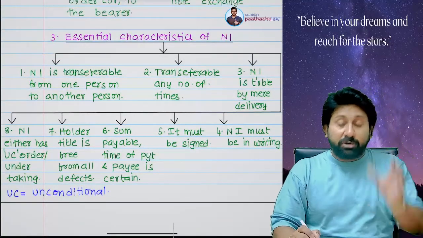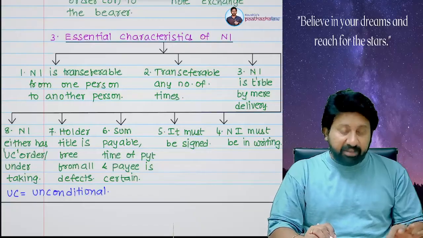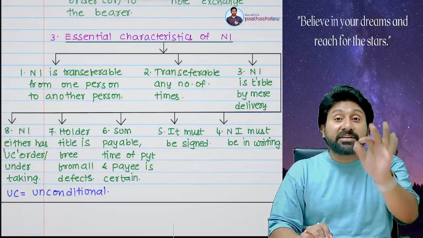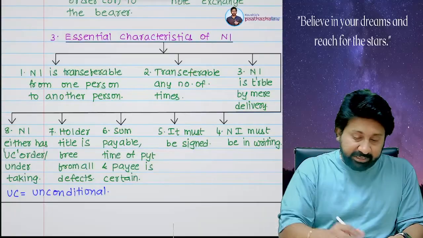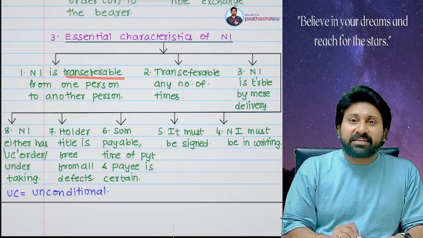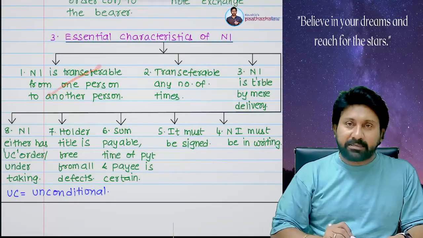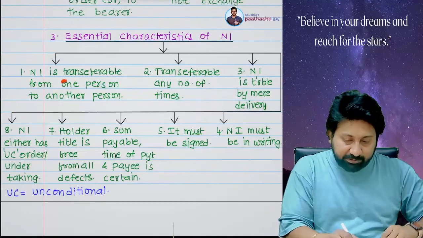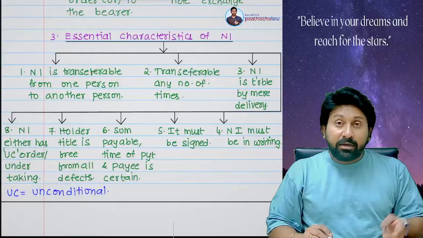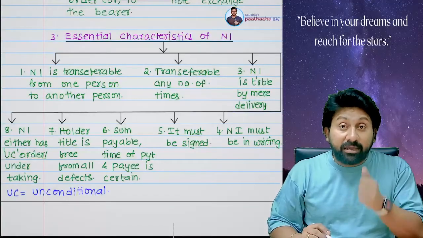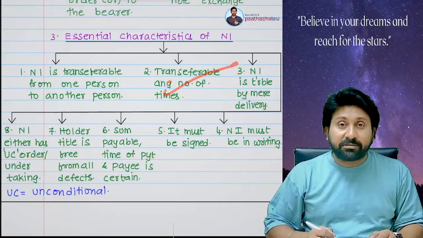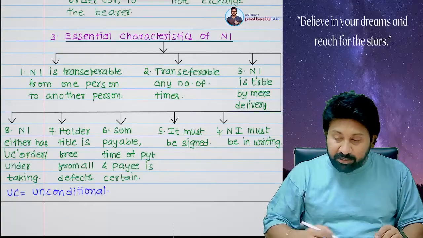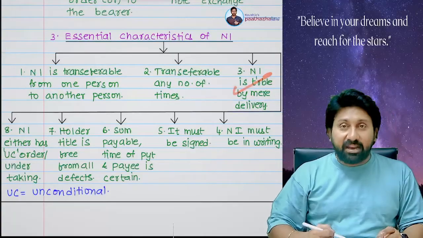Essentials of a negotiable instrument. First, listen carefully. There are 8 important essentials to a negotiable instrument. Essential number one: a negotiable instrument is transferable from one person to another person. Because negotiable means transferable, like that you can remember. Transferable, you said. How many times? Any number of times. How to transfer? Either by mere delivery.